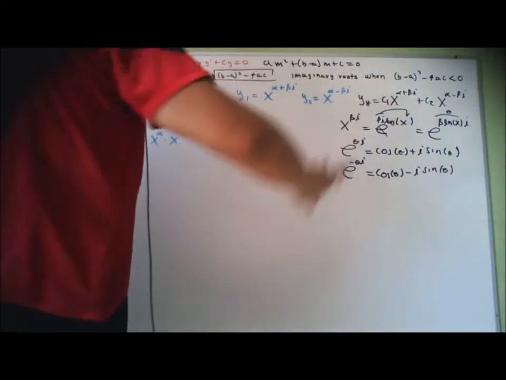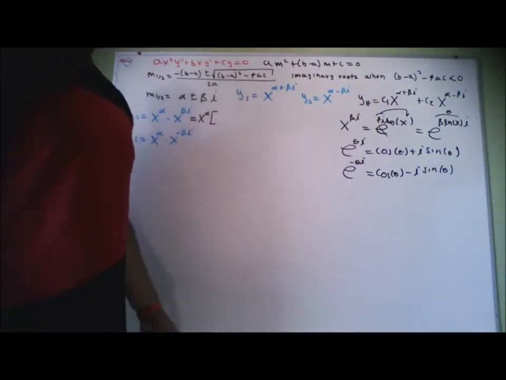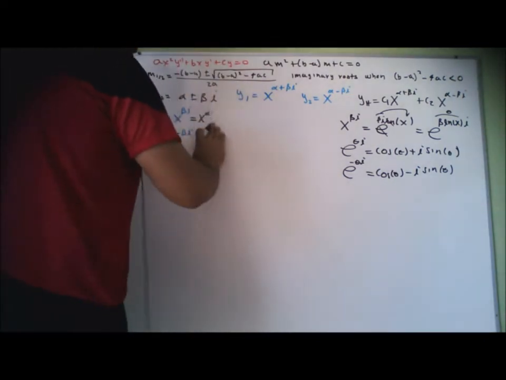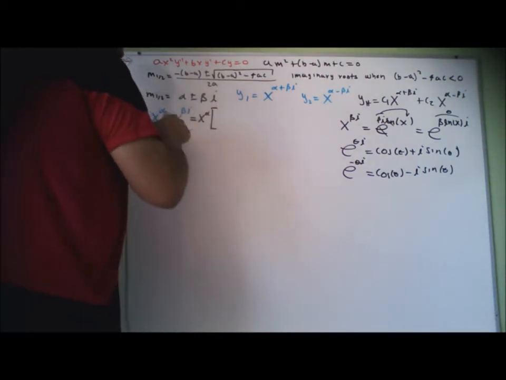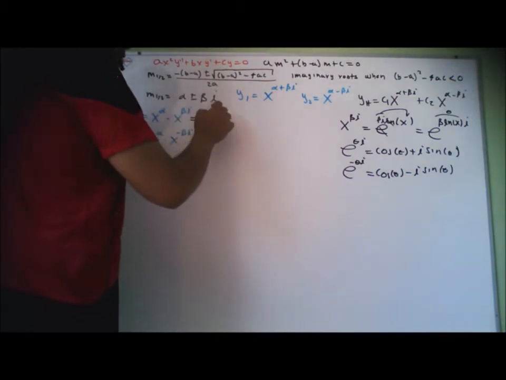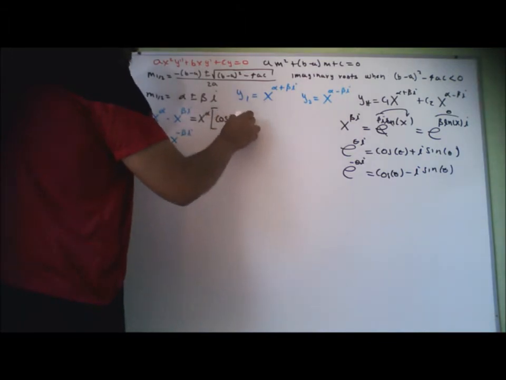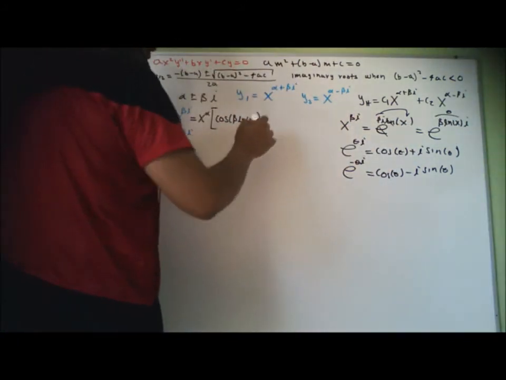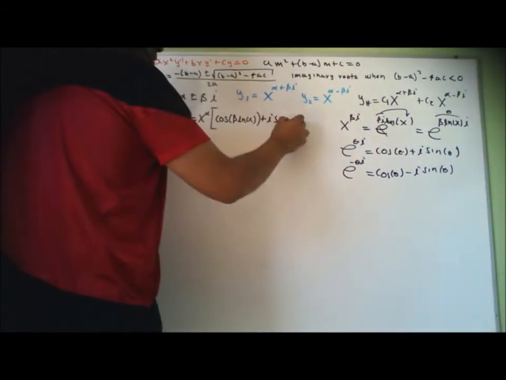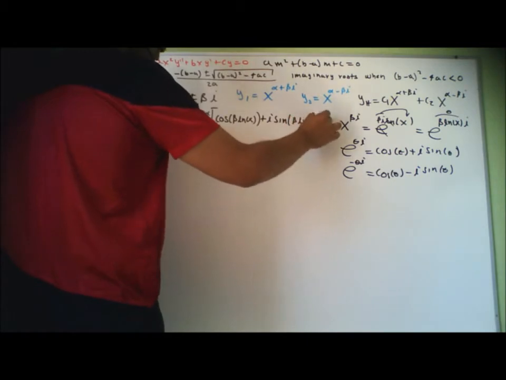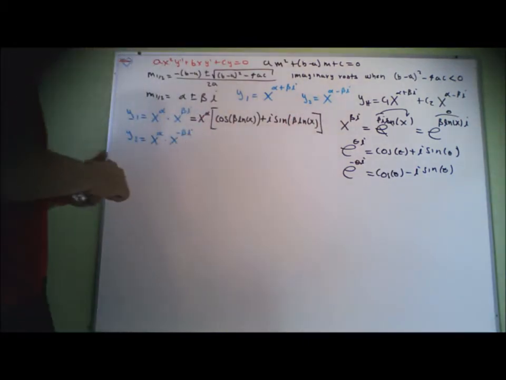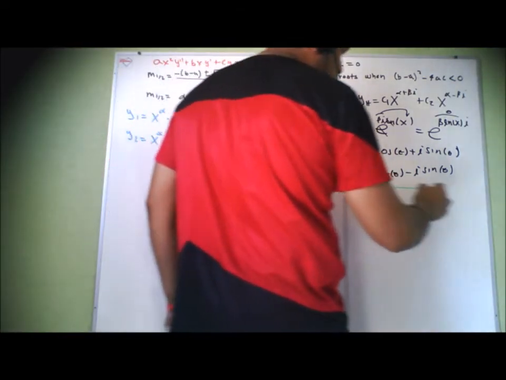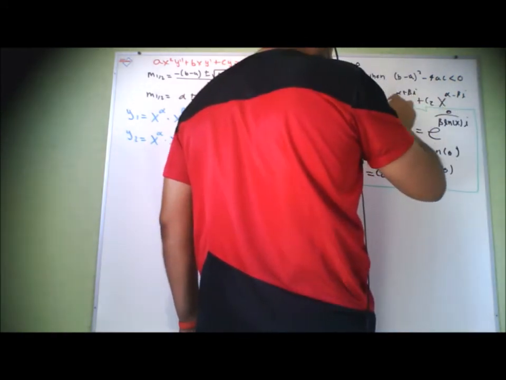But I'm going to leave it as exponential, because if I leave it as exponential, then I can use these two formulas. Okay, so x to the power of alpha times this x to the power of beta i is going to be the cosine of beta, the natural log of x, if theta is equal to beta, the natural log of x, plus i sine of beta, the natural log of x. And that's it. Let me remark this: this is just the Euler formula.